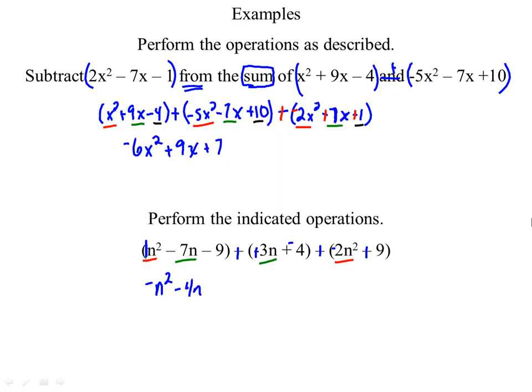Okay, and last but not least, we have a negative 9, a negative 4, and a positive 9. Well, what's negative 9 and positive 9? Yeah, there's 0. So we're just going to have, what, a negative 4? So again, trinomial with degree 2.